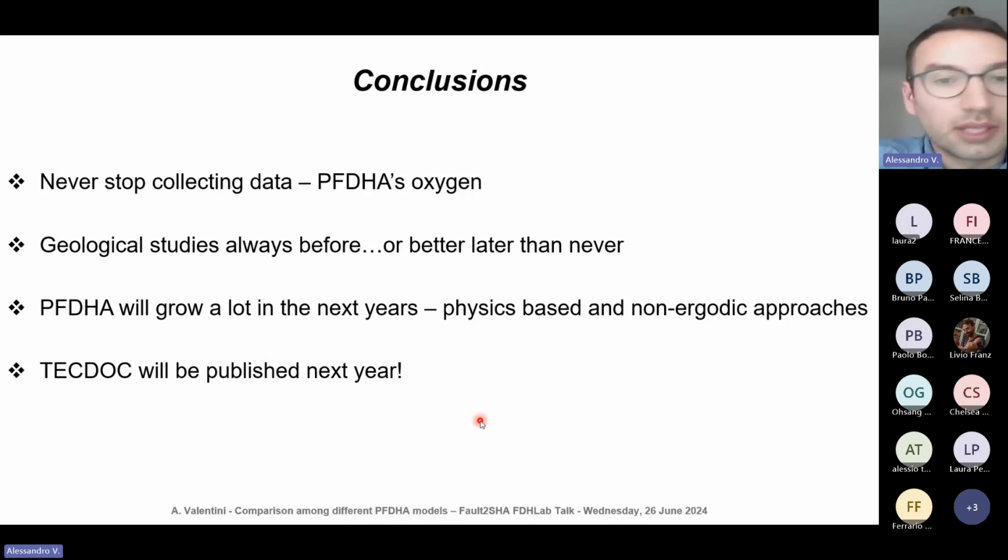We have machine learning, we have physics-based modeling. We also have this non-ergodic approach for ground motion models. So we have a lot of tools that in the '80s and '90s were not available. And for this reason, I think PFDHA in the next maybe 10 years will be at the same level of PSHA. And this could be good for us, because maybe we have more work to do.